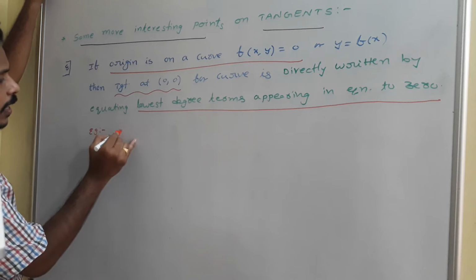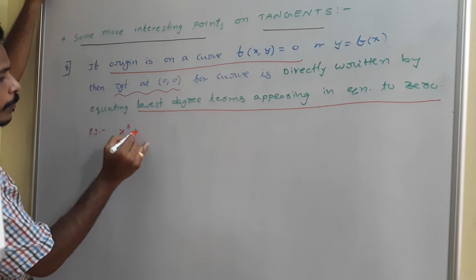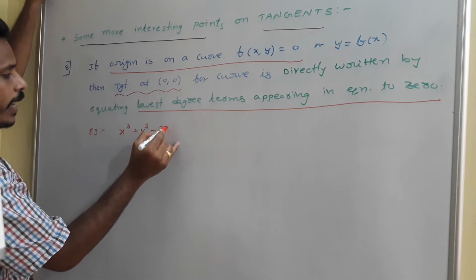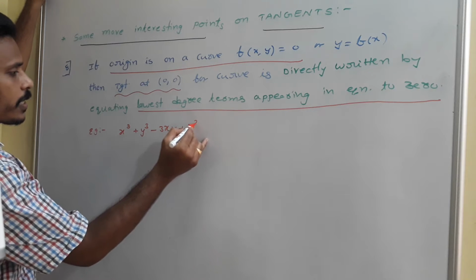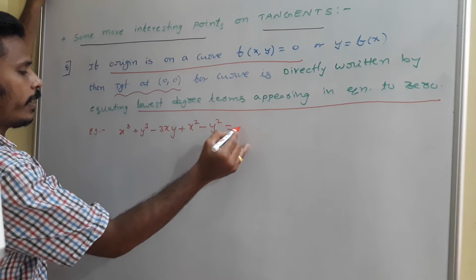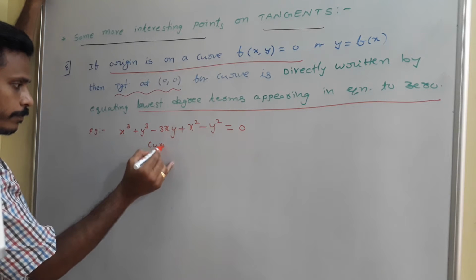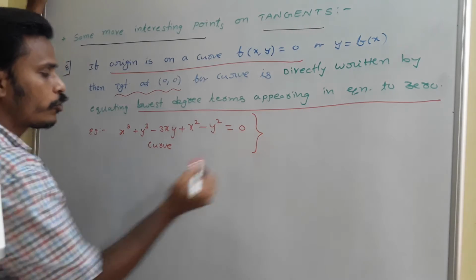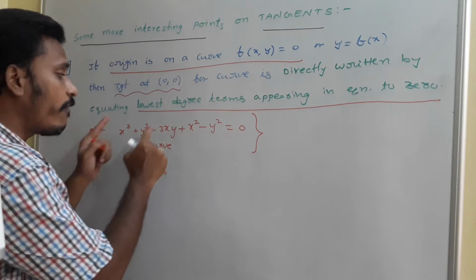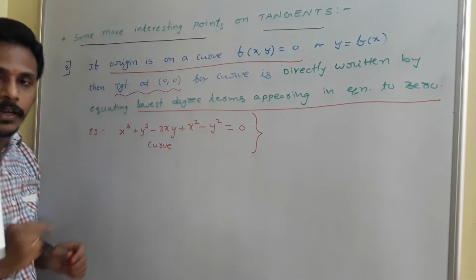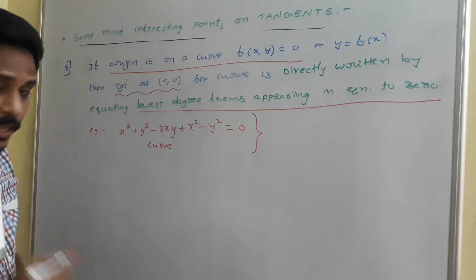If I have an equation like x cube plus y cube minus 3xy plus x square minus y square equals to 0, this is the curve. And for sure, if you replace x with 0 and y with 0, origin is there on the curve.